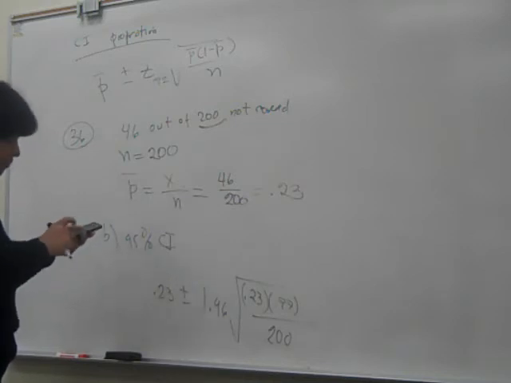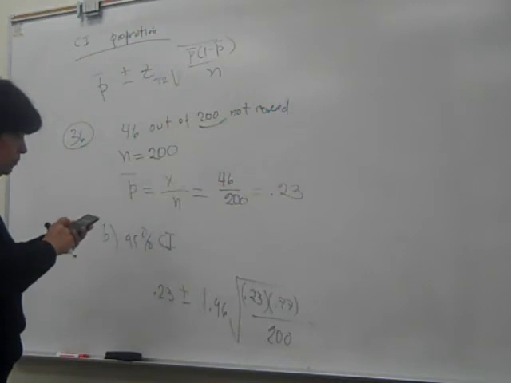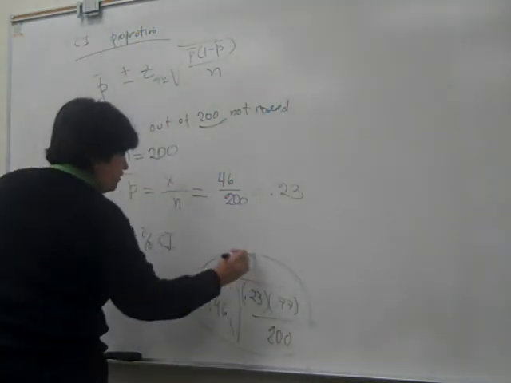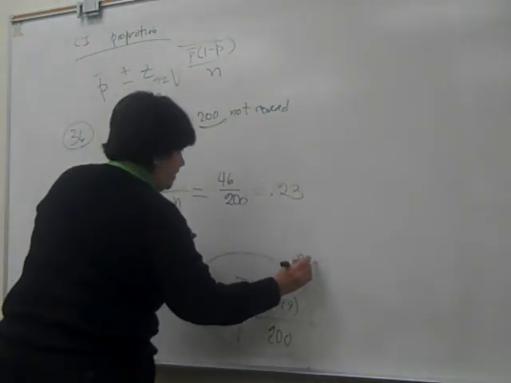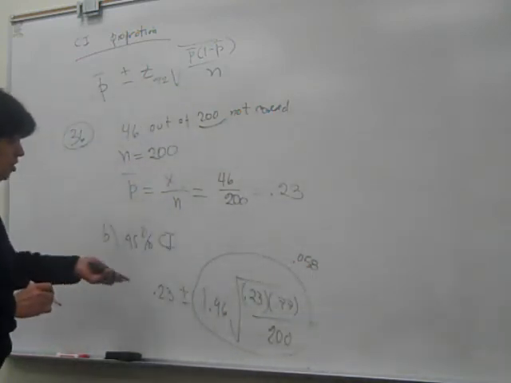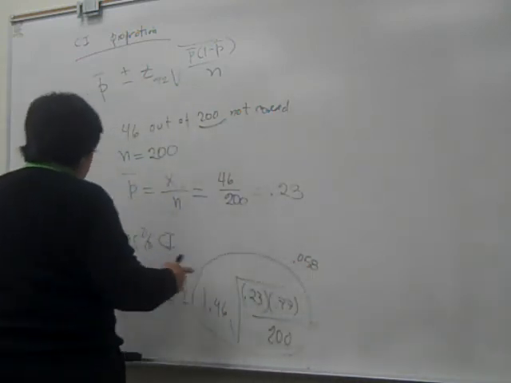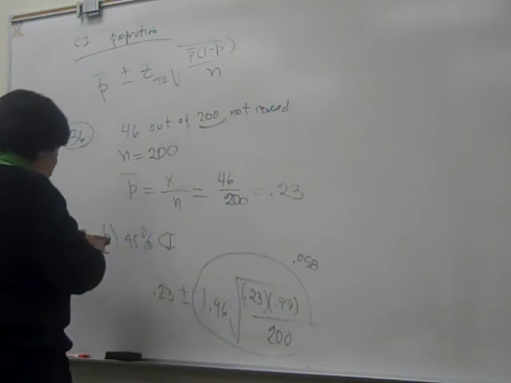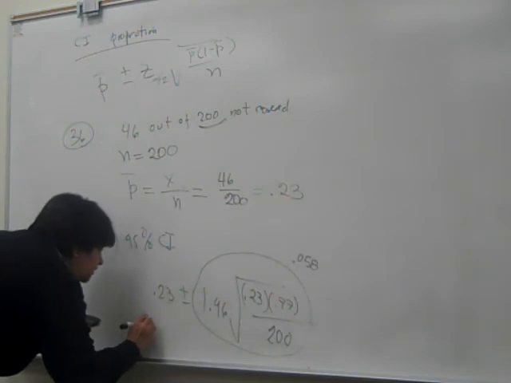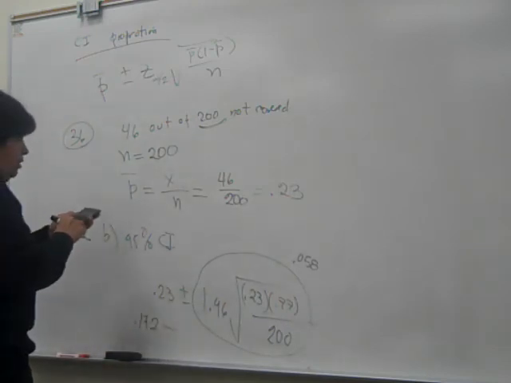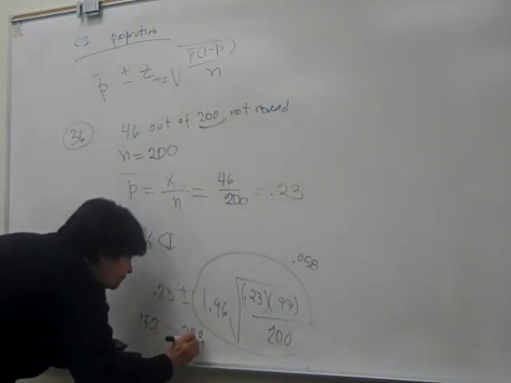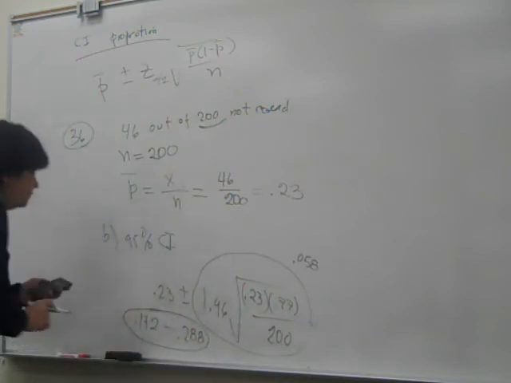Okay, times 1.96. This margin of error is 0.058. So if we are dealing with this, the confidence interval for the real population proportion is 0.23 minus 0.058, which is 0.172, to 0.23 plus 0.058, which is 0.288.